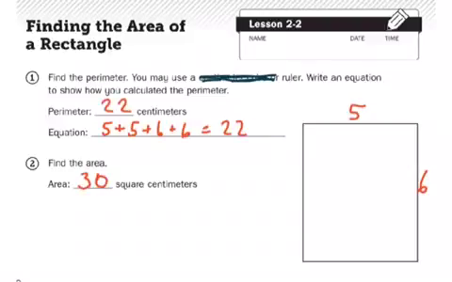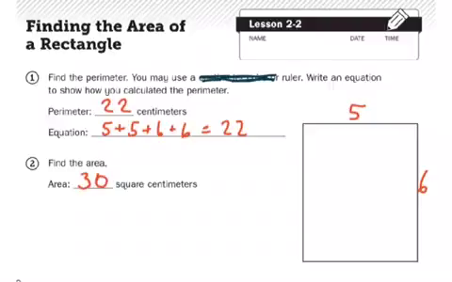And here we go. When we measure this, we would see that it's 5 centimeters in length, and 6 centimeters in width. So if I'm going to do the perimeter, I'm going to be going all around the outside. 5 plus 5 plus 6 plus 6 equals 22. So the perimeter is 22 centimeters.